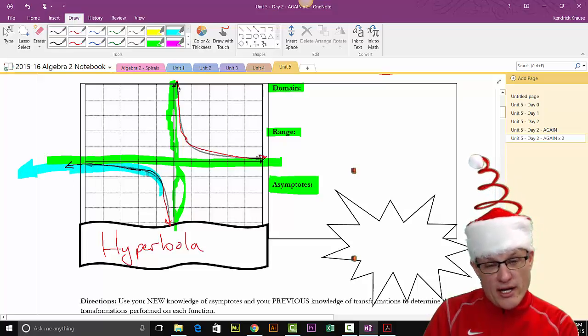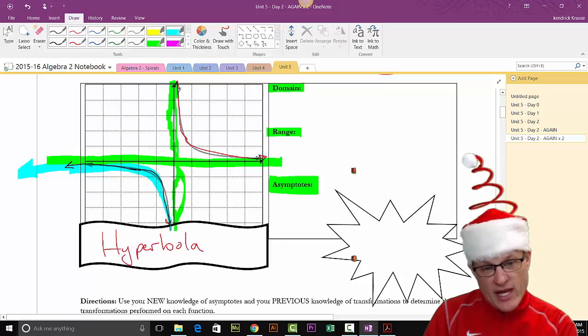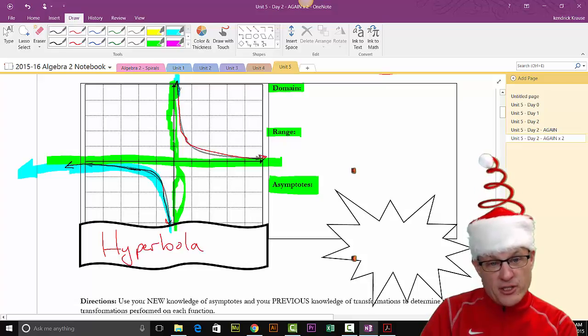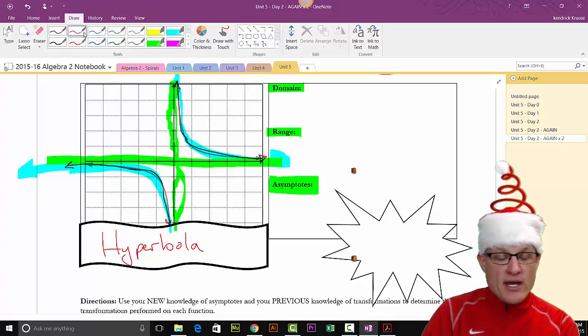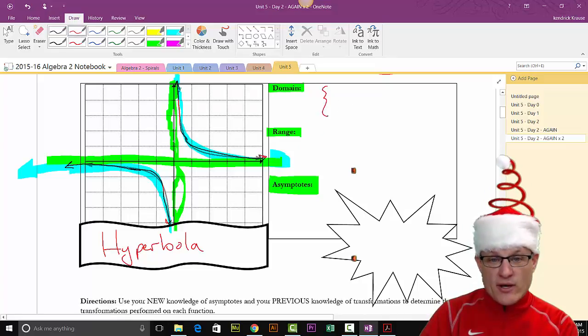But as I go to the right, it looks like there's something stopping me. It's like a boundary line. I can't go past this. And as soon as I go past this line and miraculously start up here, and I go back and forever and ever to the right. So the domain is the set of all reals.